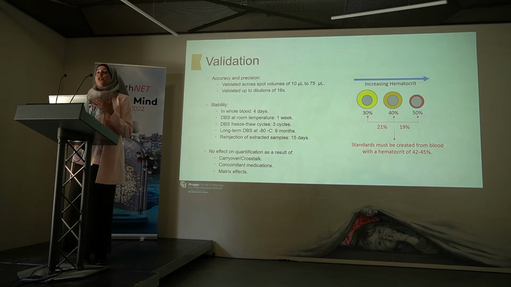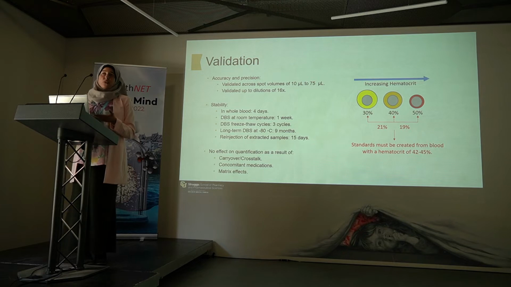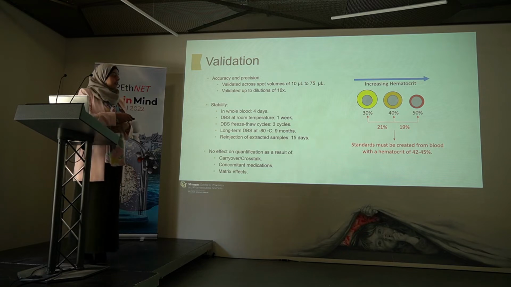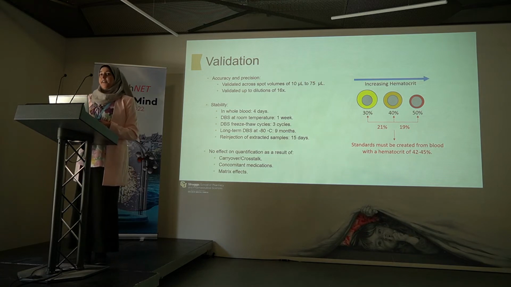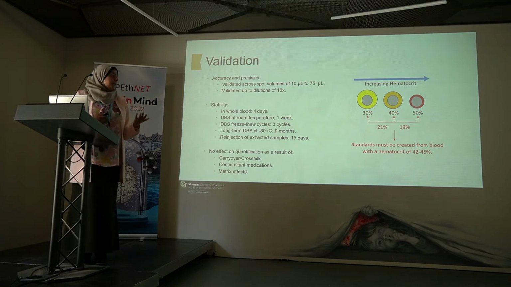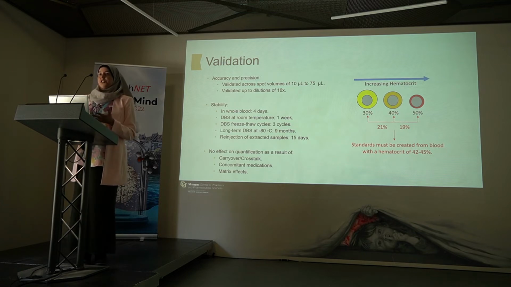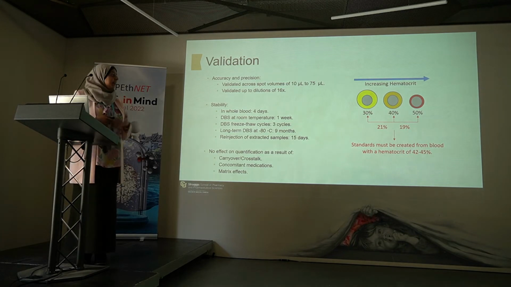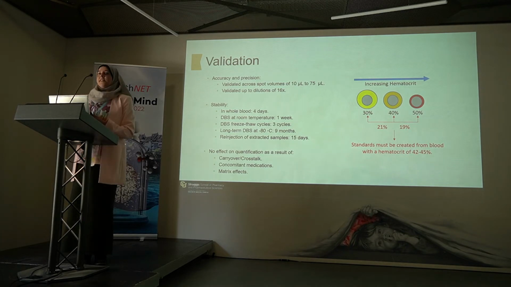Here you can see the differences in PEth concentrations when going from a 30 to 40 to 50% hematocrit. However, because we were able to identify this, we did adjust our method accordingly, and we now create our standards from blood with a hematocrit of 42 to 45% for two reasons. The first is that this is about the population average, so we're essentially eliminating the hematocrit effect from a vast majority of samples that we may see. But also, this is in the middle of that physiological range, so we're lessening the variability on either side.